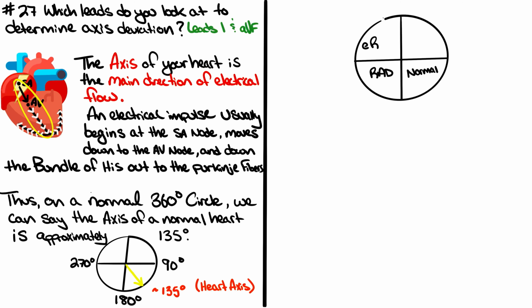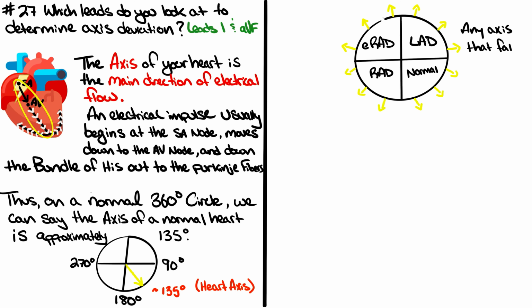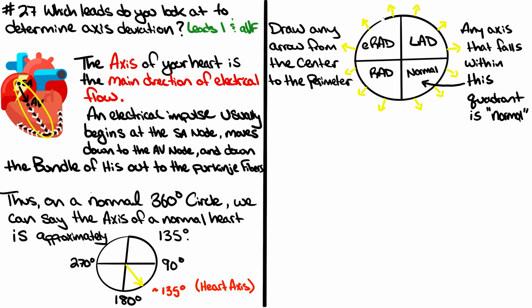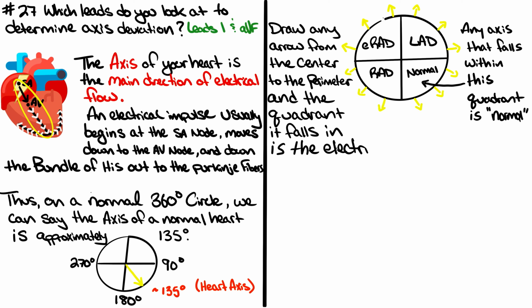This circle is divided into 4 quadrants, each representing their own degree of axis deviation. Picture an arrow going from the center of the 4 quadrants out towards any direction. If that arrow lands within the bottom right quadrant, it's going to be categorized as normal. In the bottom left quadrant of our circle, we have right axis deviation. In the top left corner of our circle, we have extreme right axis deviation. And then finally, in our top right quadrant, we have left axis deviation. Again, if you draw a line from the center of the circle towards the perimeter in any direction, whatever quadrant that arrow lands in will be its axis.